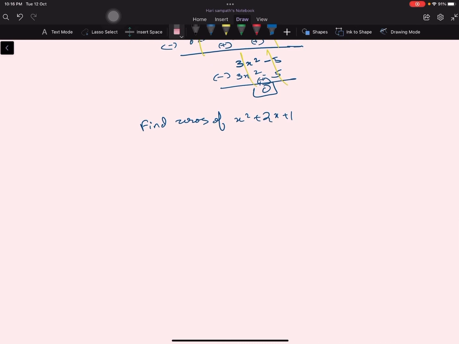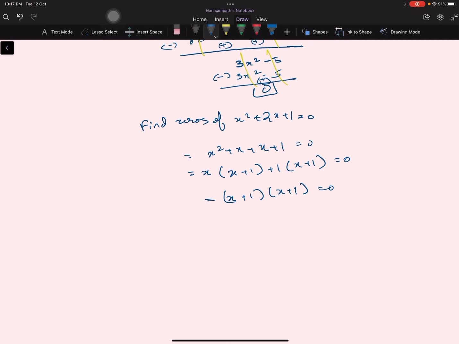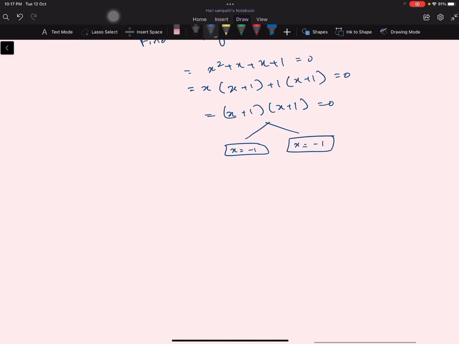So we have to find this one's zeros. We get x square plus x plus x plus 1. So I'm going to take x as common in the first one. We get x plus 1. 1 as common here, x plus 1. So this is going to be x plus 1 into x plus 1. All of them equal 0, right? So now I'm going to branch these out. I get x equals minus 1, right? So x equals minus 1 and x equals minus 1 for both of them. So the two zeros we found are identical.